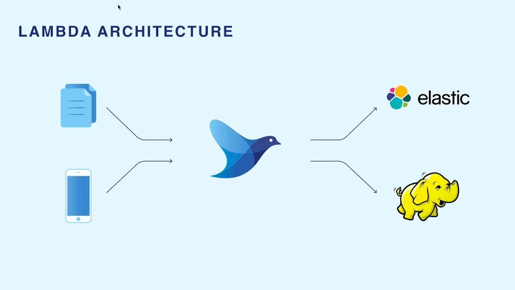One of the more advanced use cases we're starting to see is Lambda infrastructure. So proposed by Nathan Marz back in 2011 or so. This is an infrastructure where there are two storage systems, one for a real-time low latency data store, and another for historical data. Now, why would we want to do that?